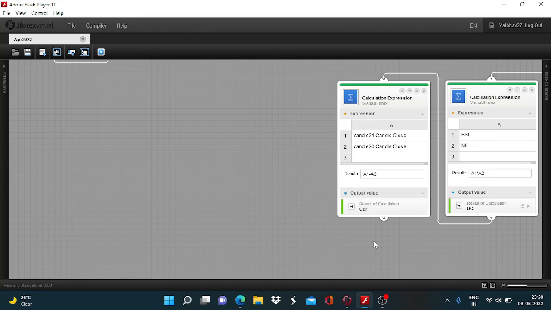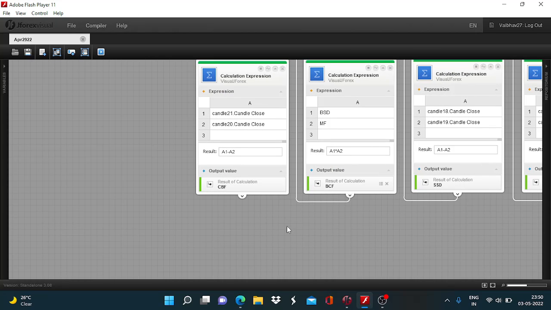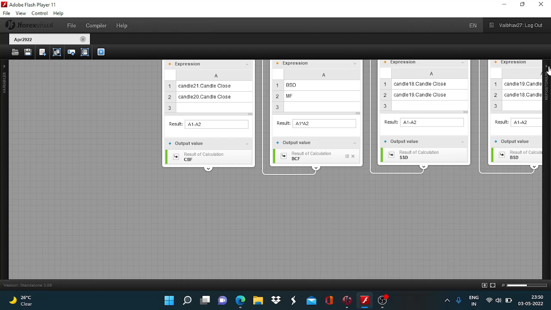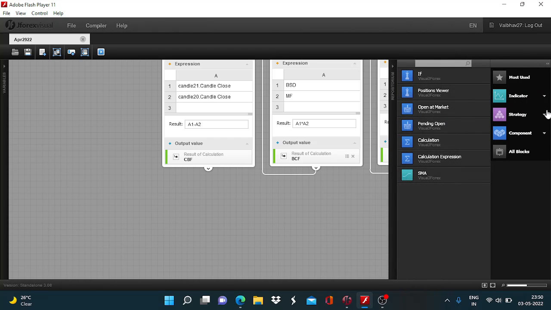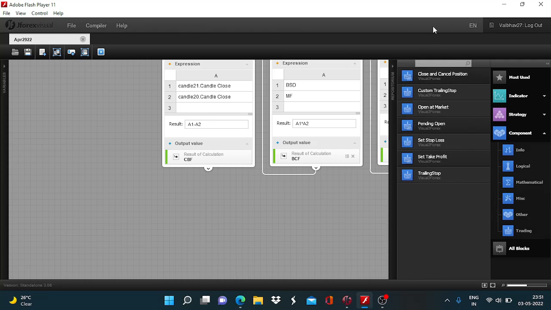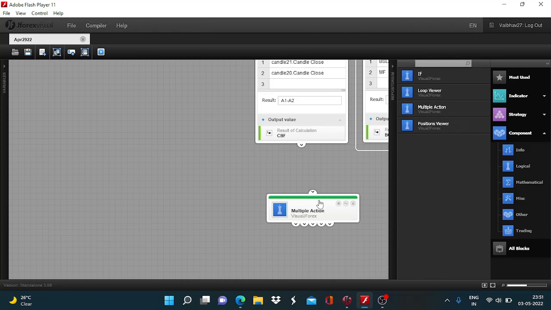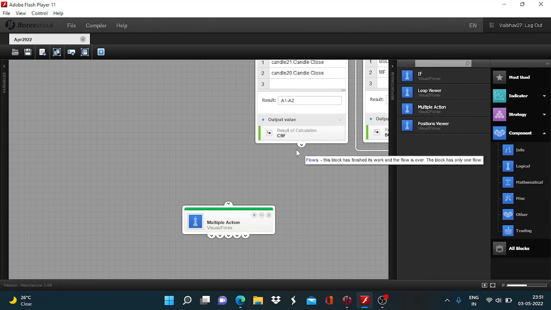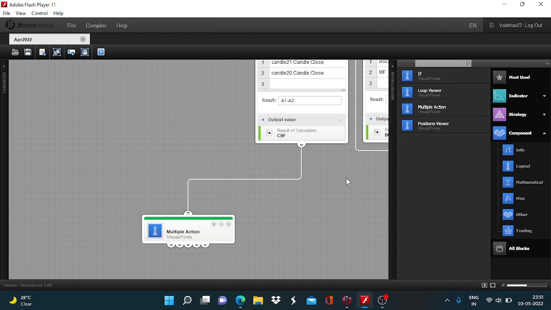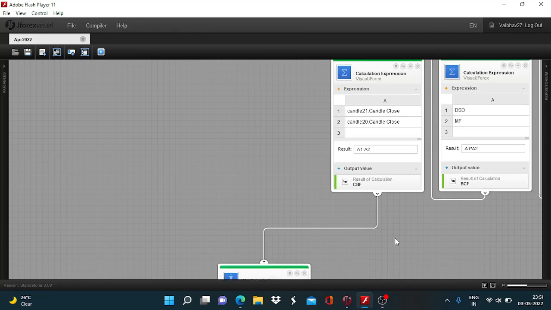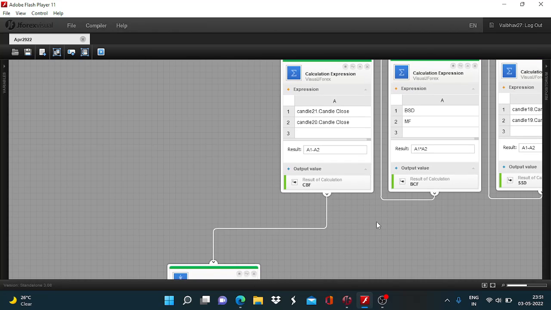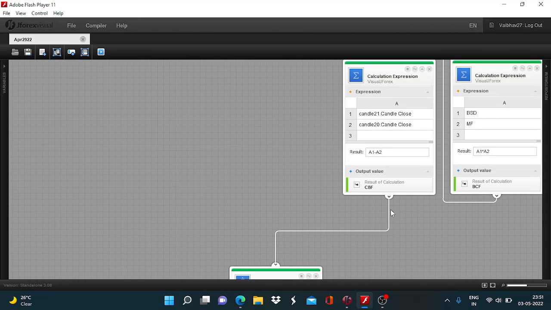And now we can start defining the conditions for the execution of the trade. I will get in the multiple action block. So we need the trading components. I think it is part of logical component. Yes, it is. So here we have it. And this will be a market order. So the trade will happen instantly whenever the conditions get fulfilled. All right.